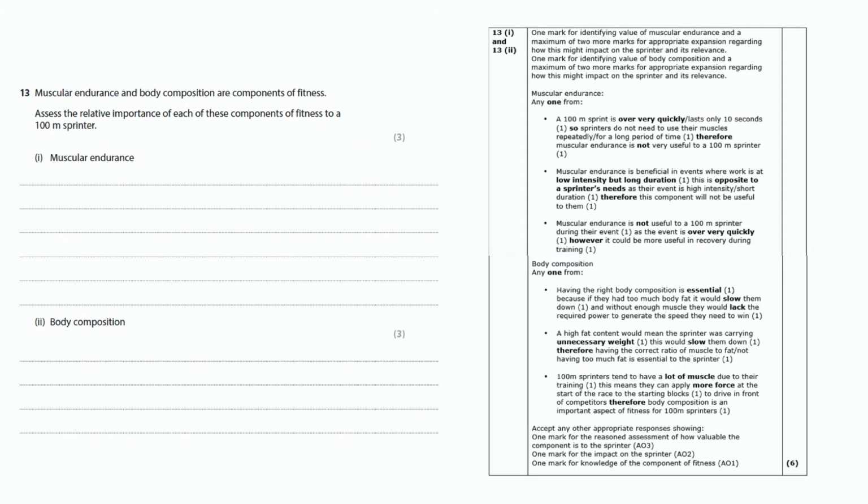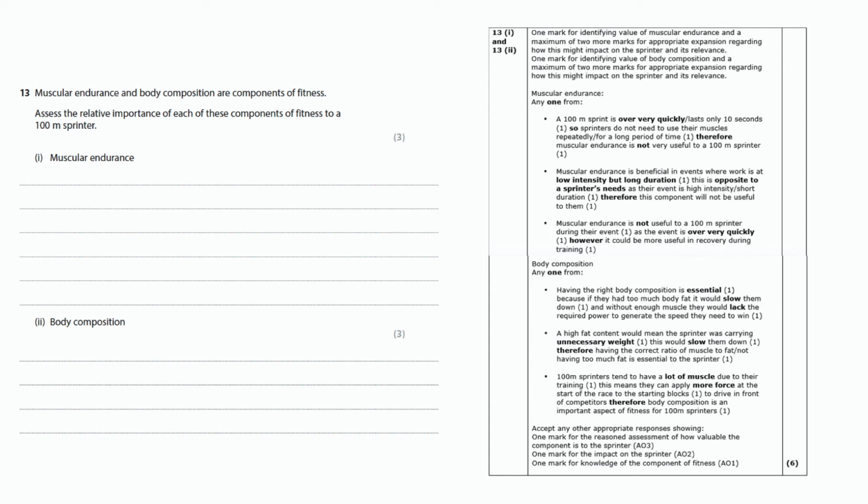The next question, muscular endurance and body composition are components of fitness. Assess the relative importance of each of these components of fitness to a 100-meter sprinter. And the important word here is relative. So we have at some point during each answer got to compare these 2 components of fitness.